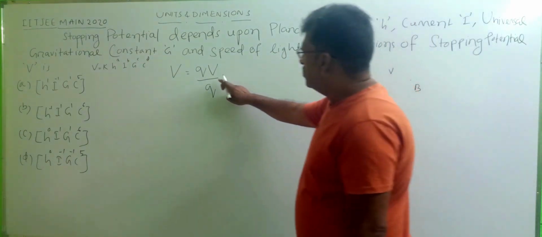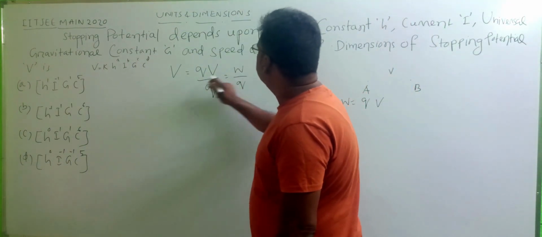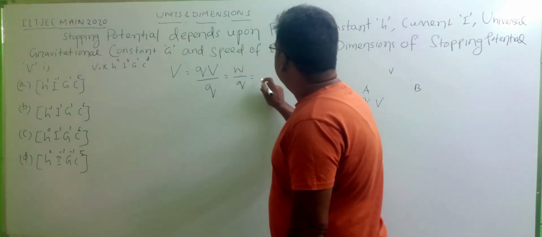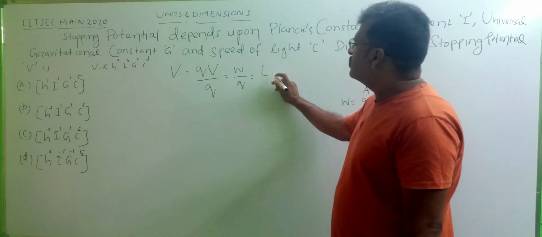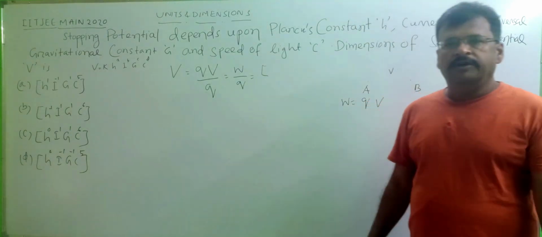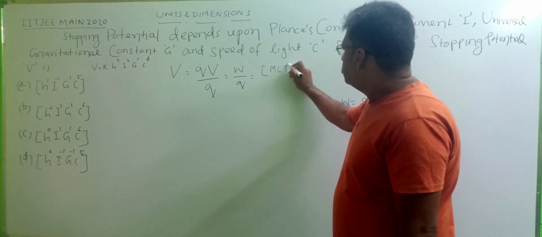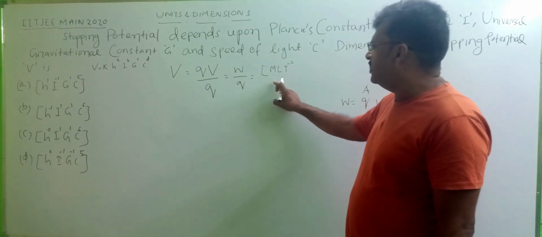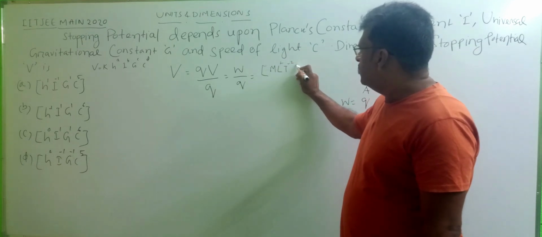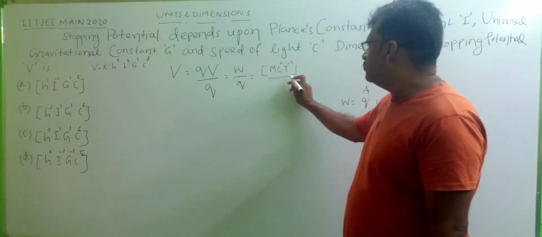So, students, what is this QV? QV is nothing but W. So, V is equal to W by Q. And what is the dimensional formula for W, students? We know work W is force into distance, and force is MLT minus 2, and the distance, or displacement, is length. So, L, and the dimensional formula for work is ML2 T minus 2, which is the same as that of the energy.